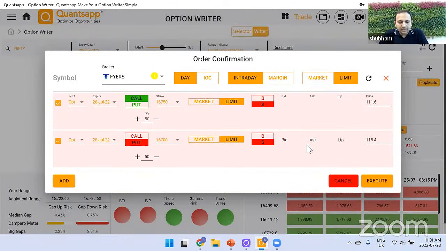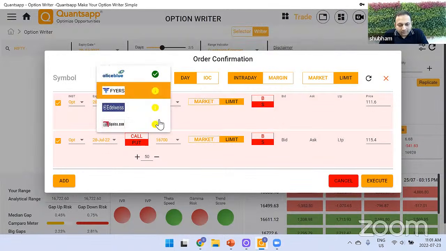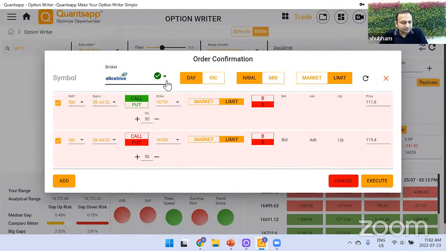And now comes the execution screen. If you don't have an account with one of the brokers that are empaneled with us, you can just take that trade and execute it on the broker's terminal. But if you do have an account with any of the brokers that we have currently, obviously this list is expanding continuously, but for now we have Alice Blue, Fyers, Edelweiss, and 5paisa. If you have an account with them, you can just map your account and choose it. And the moment you say execute, these orders will be sent to the broker, and then eventually it gets executed, right?